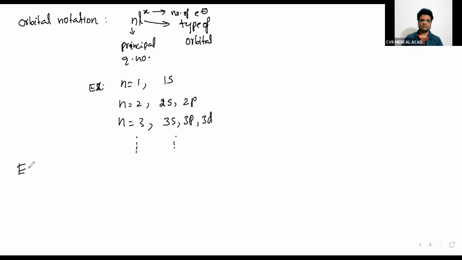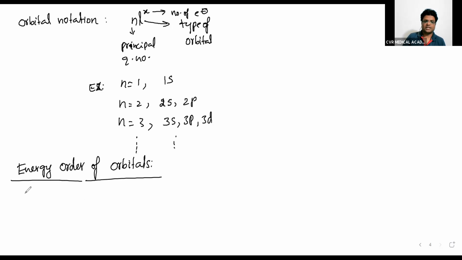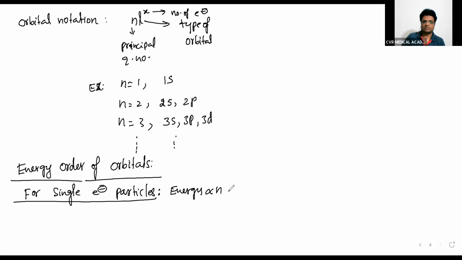Now, energy order. That point we missed in the case of the azimuthal quantum number, so we'll write it here. Energy order of different orbitals. First, the condition for single electron particles. For single electron particles, energy is directly proportional to only the n value. If the n value is the same, energy will be the same. I told you already just now.